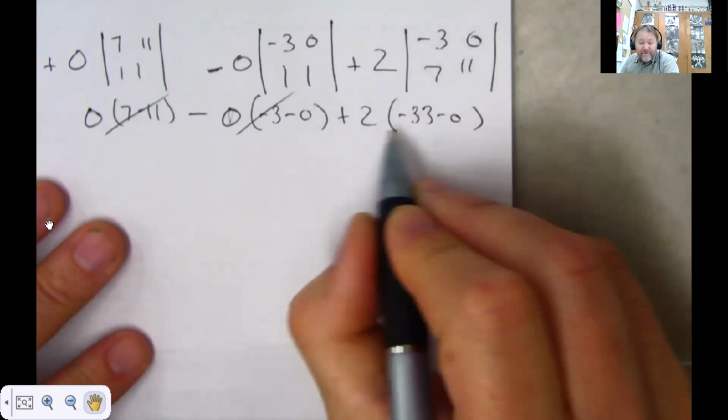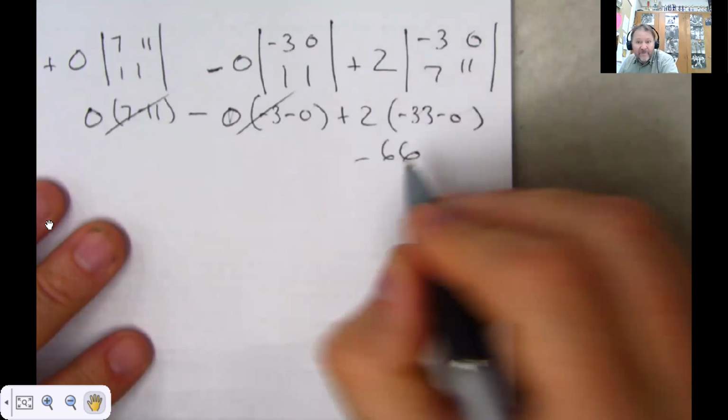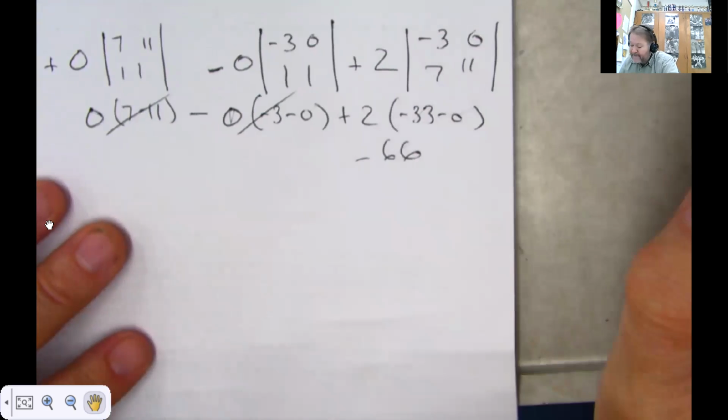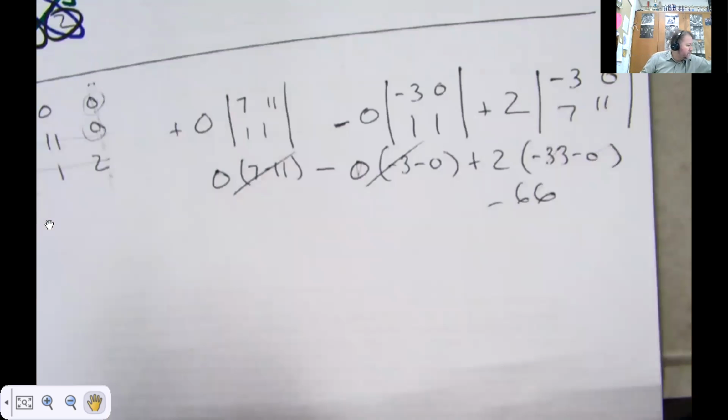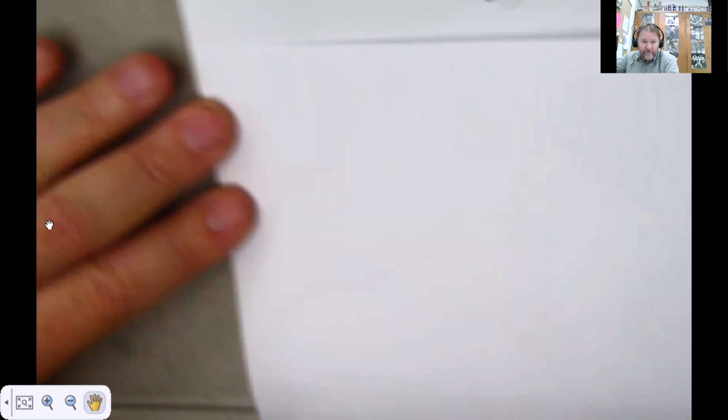And again, we have 2 times negative 33 is negative 66, but of course we knew it had to be the same thing. Now, just for grins, let's go ahead and pick a different row. That's harder. It's going to be harder to do. You go, why would you do that? Just to show you that it doesn't matter. It doesn't matter what row you've chosen.